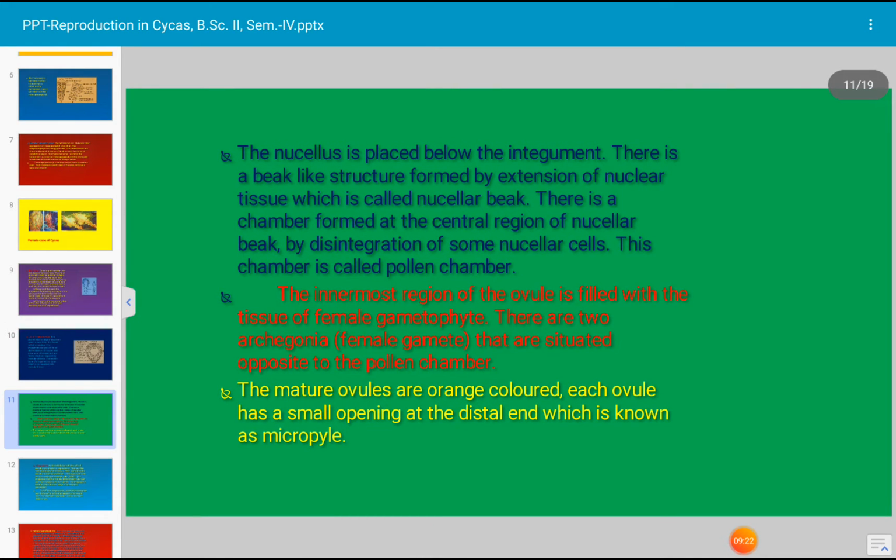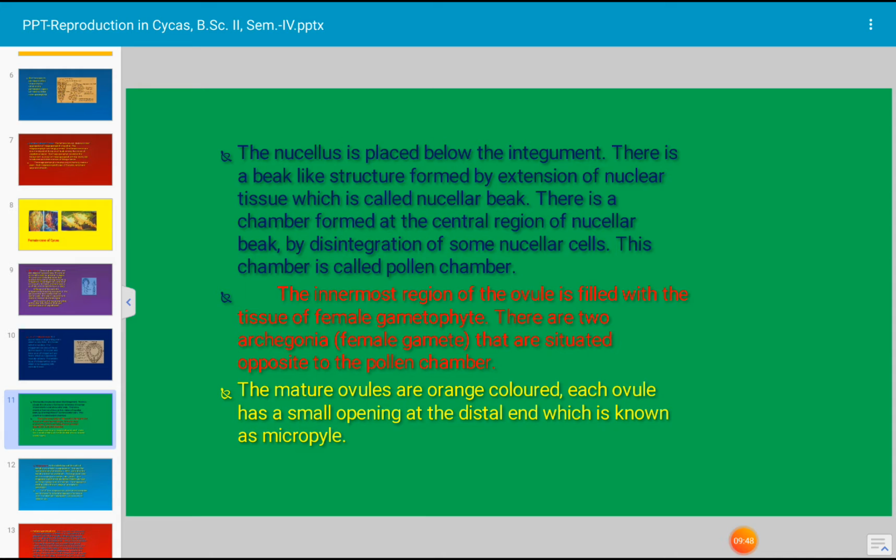The nucellus is placed below the integument. There is a beak-like structure formed by extension of nucellar tissue, which is called nucellar beak. There is a chamber formed at the central region of the nucellar beak. This chamber is formed by disintegration of some nucellar cells. This chamber is called the pollen chamber.